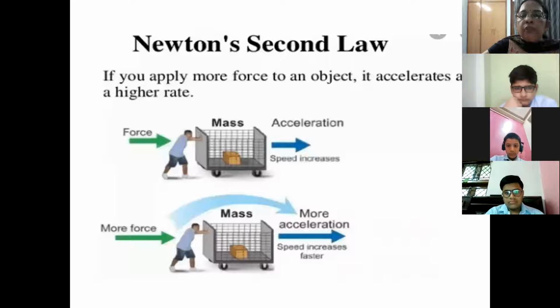Yes, children, see this figure, everyone. There is a trolley being pushed by a person, with a mass kept inside it. He is applying force on this trolley, and you can see that by applying force, the speed of the trolley increases, due to which it moves from its position. In the second figure, you can see he is applying more force on the same trolley, and now it is showing more acceleration and its speed is increased.